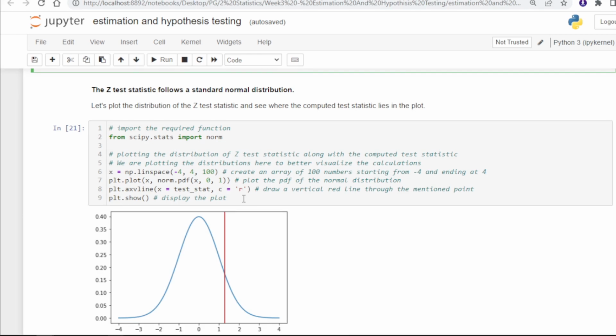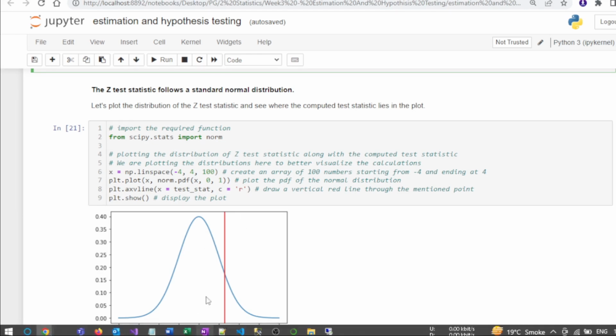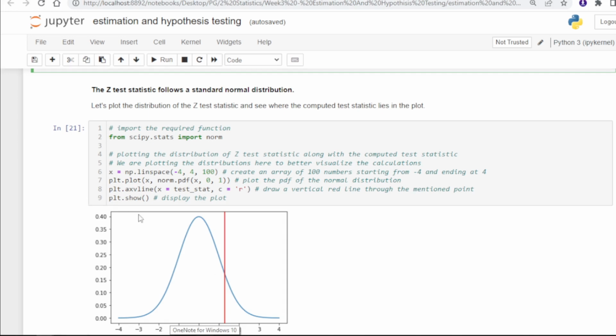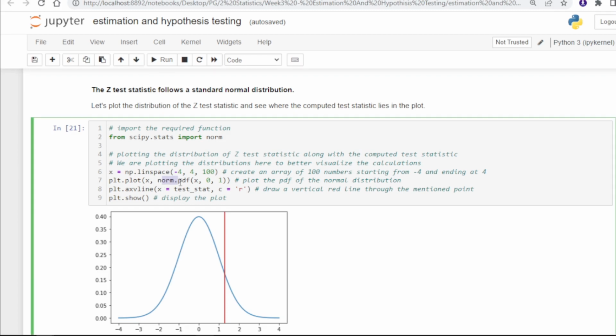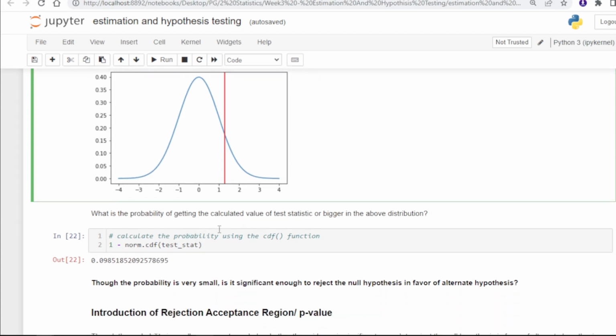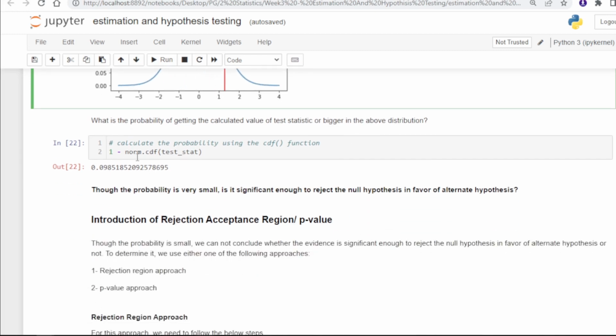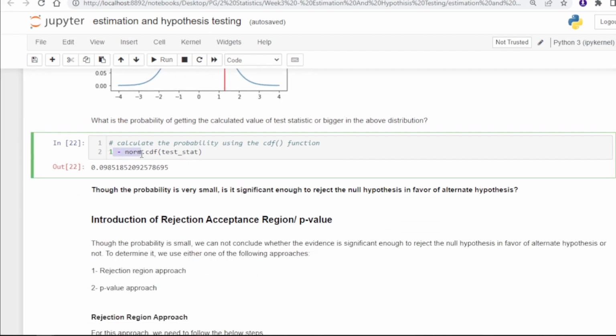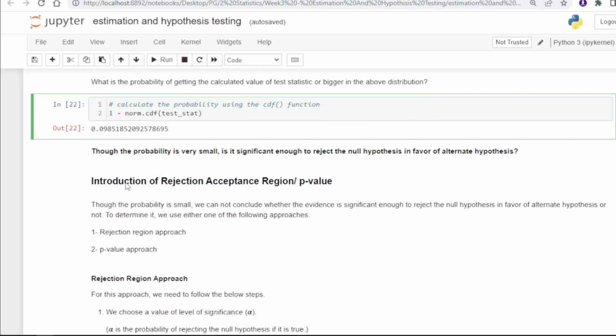Here you can see that we have drawn a vertical red line through the point of our test statistic, and this is how we got the probability density function for this normal distribution. What is the probability of getting the calculated value of the test statistic or bigger in the above distribution? Here you can see that we calculate it using the CDF function, subtracting that from 1, and this gives the probability, which is 0.98 percent.